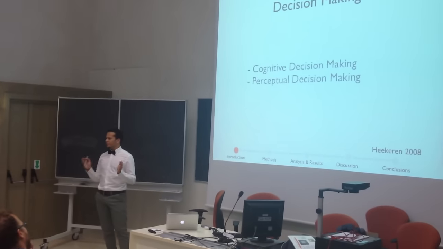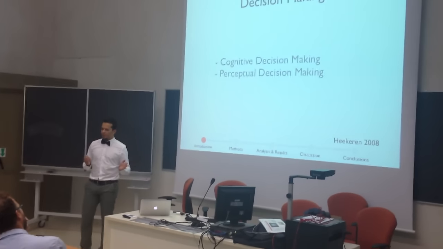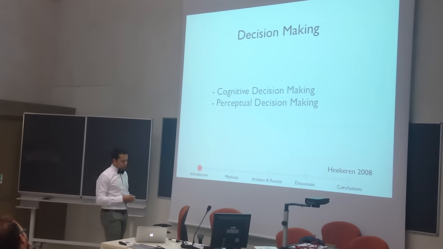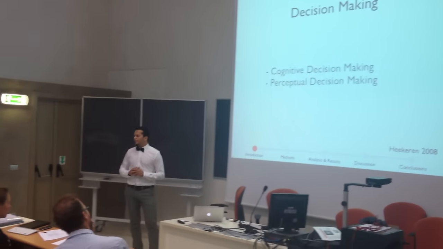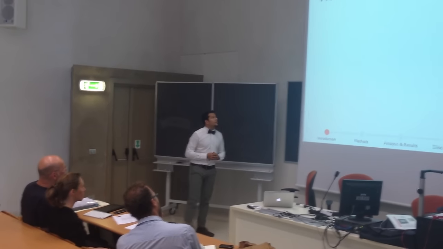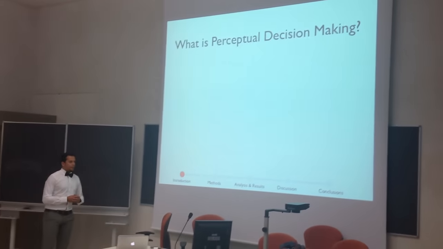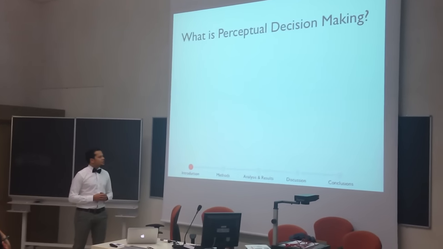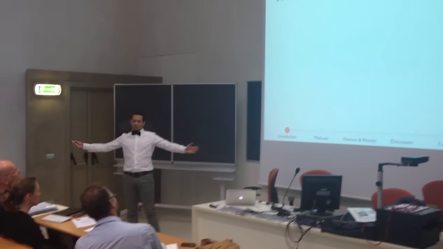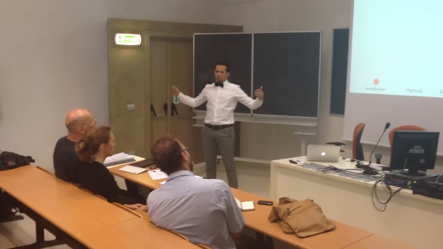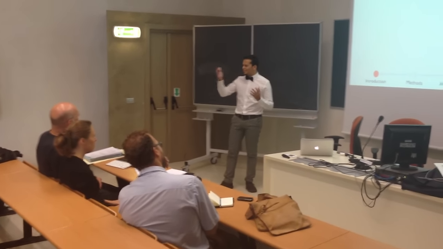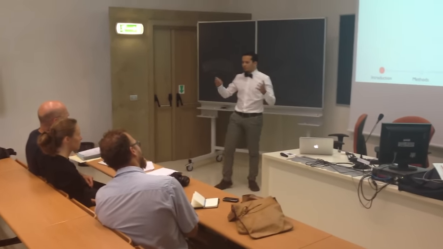Decision making in general can be divided into cognitive decision making and perceptual decision making. Today I'm going to focus on perceptual decision making, the second one, and this is our main topic in this presentation. What's perceptual decision making? You can think about perceptual decision making this way: one day you're going out on a foggy day, the world around you is full of noise, the fog can be considered as noise, and you have difficulty figuring out the identity of the people around you and who these people are.